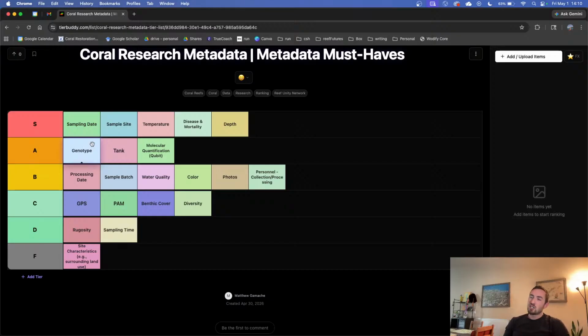Molecular quantification. Should we revisit this one? Could this go to B? We're going to have like nothing in A. We're going to have to move some stuff to A or something. I don't know. But at least we have more than S now. S is not the hugest category.